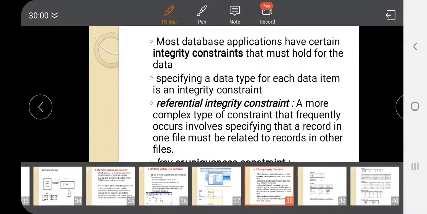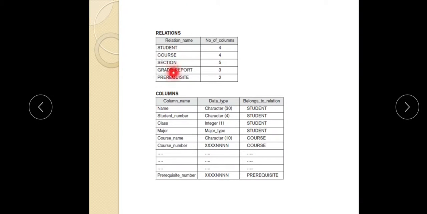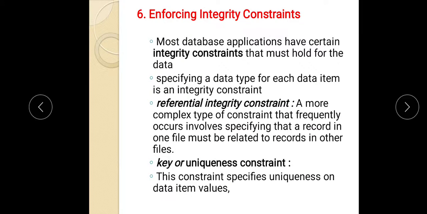This is the example for our data types. We have this table, we have already seen that these are the data types with constraints we are giving. We saw this in the last session. These are the 5 tables and these are the number of columns they have. For each column, what are the data types? That is given here. For name it is character, student number character, class integer, major type. These 4 columns belong to the table student, the relation student. Here in database, a table is also called a relation.